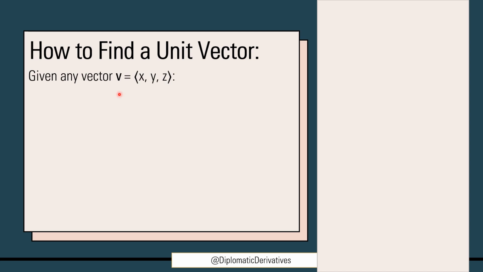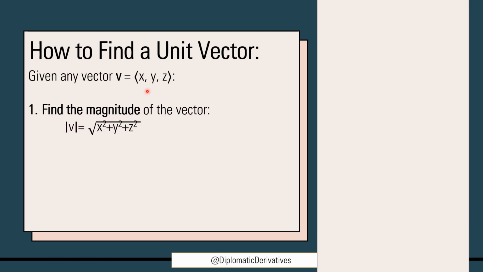You have any vector given to you, that is vector v. Let's suppose x, y, z are the components: x is for the i unit vector, this is for j, and this is for k. Now how do you find the unit vector? You will be given any vector. For that vector, you will first find the magnitude.